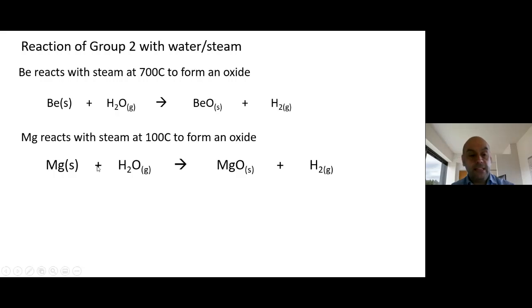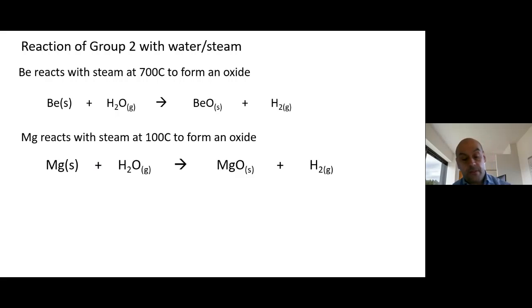Now, with magnesium, a bit further down the group, so a bit more reactive, it will still need to react with steam, but it doesn't have to be a really high temperature. And again, you form your oxide and you form hydrogen gas.